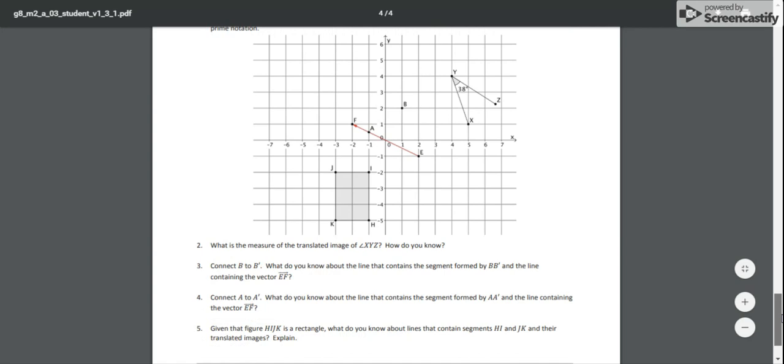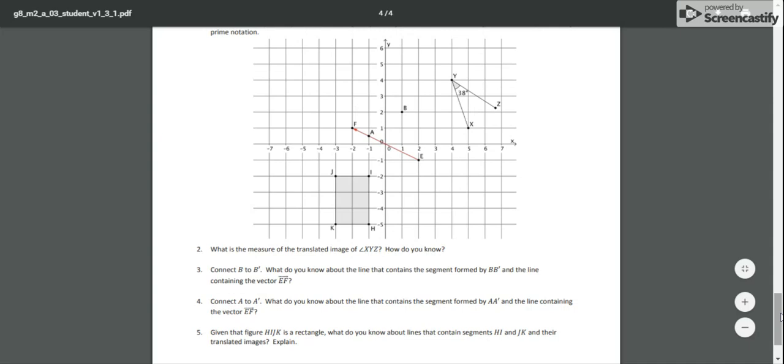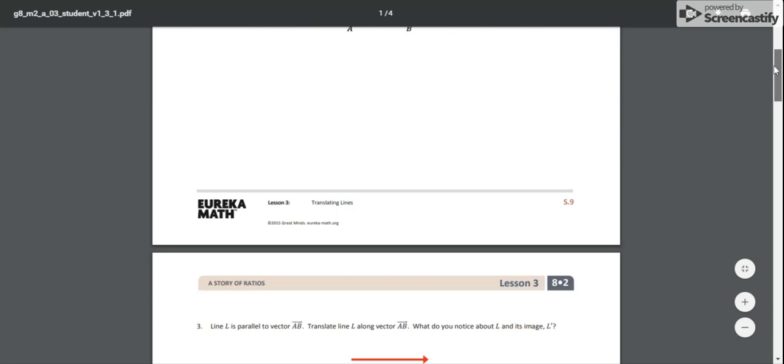Then they want you to connect B and B prime, and then they want to know, what do you know about the line that contains the segment formed by BB prime and the line containing the vector EF? So what do those lines create? And then the same thing with A and A prime. They want to know what those lines connect. And then they want to know, if you have HIJK as a rectangle, what do you know about the segments HI and JK and their translated images? So, yep, good luck.